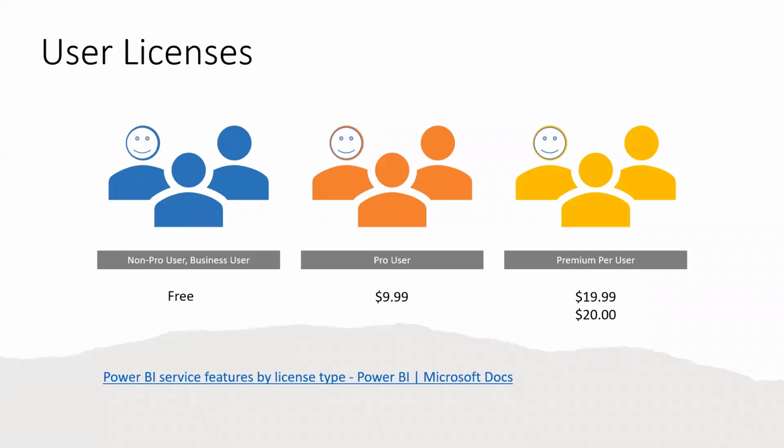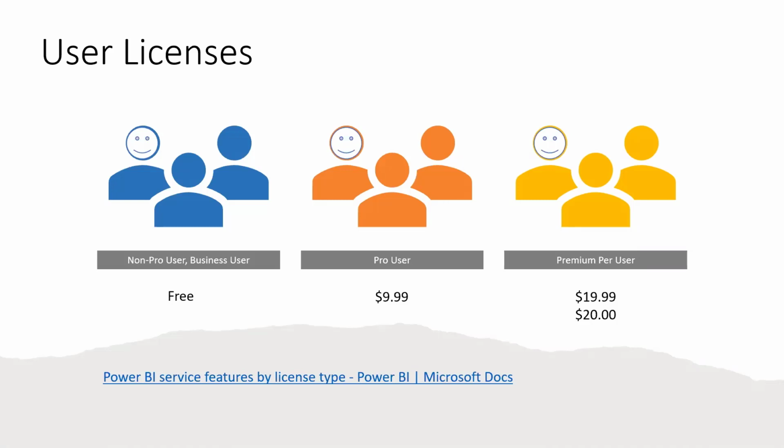So these are people who are not content creators. They don't need to create content. They just are interested to open reports and run them. The second category is a pro user, which has been around for a long time now. It costs close to $10 per month per user. So if you want to publish and create content, you must have a pro license.